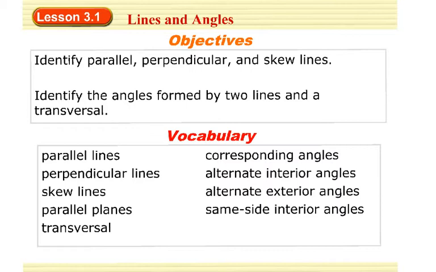So like I said, it's going to go pretty fast. But in this lesson, 3.1, we're going to learn about different lines and angles. And here are our objectives. We're going to identify parallel, perpendicular, and skew lines. And those are our definitions also right there. And identify the angles formed by two lines and a transversal. We will look at what a transversal is and their corresponding lines. So let's get started.